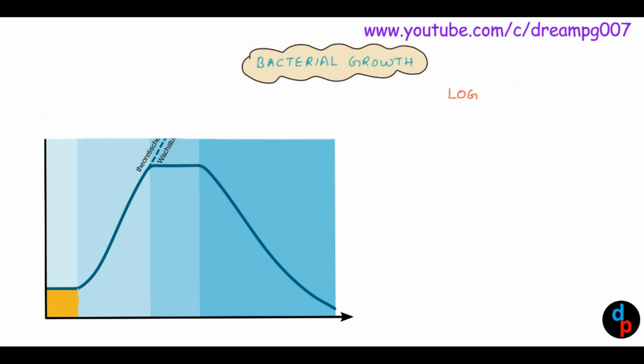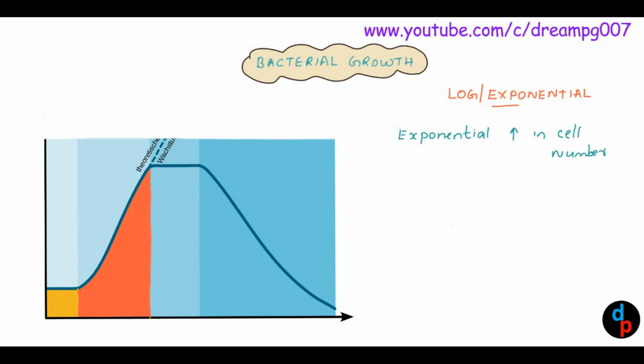The next phase is the log phase. It is also called the exponential phase. Why is it called the exponential phase? Because bacterial cell division takes place in this phase, as a result of which there is an exponential increase in the number of bacterial cells. The cell size becomes smaller and smaller due to this division. So, the bacteria can be stained uniformly in this log phase.